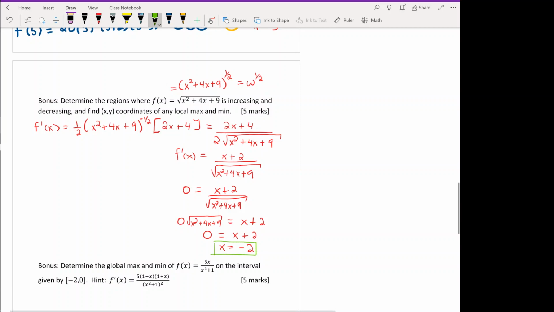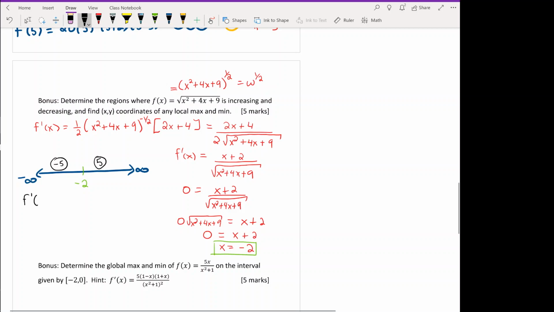Now we make the number line. Our number line goes from minus infinity to infinity, and we're cutting it at negative 2. We have two regions. We have to choose a test value in each one. So I'm going to pick negative 5 for the first test value, something less than negative 2, and I'm going to pick positive 5 for the second one. And what we do is we plug that into the first derivative.